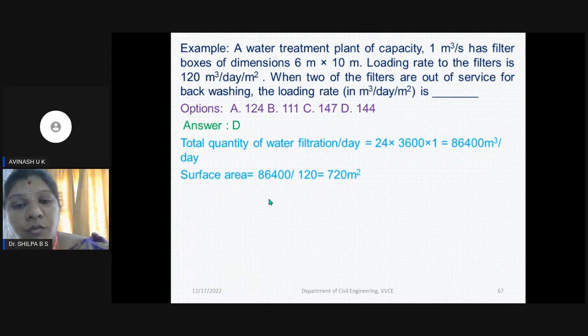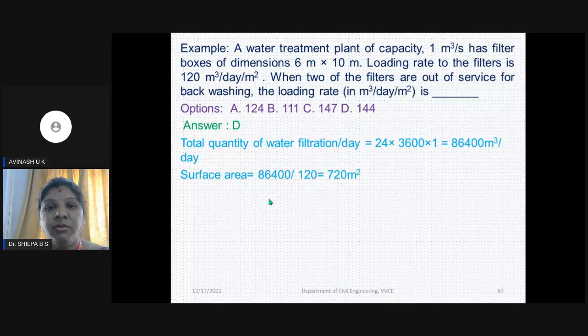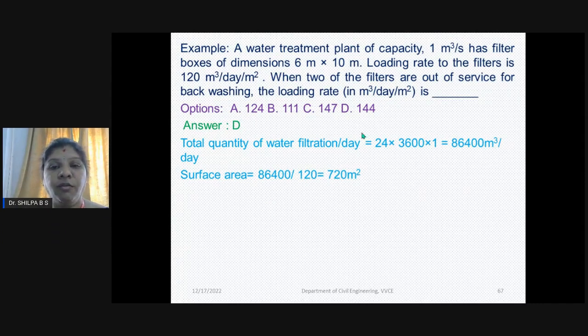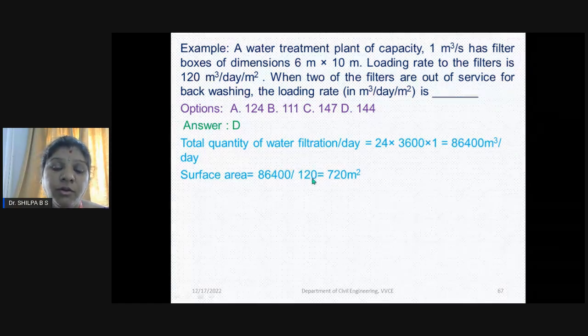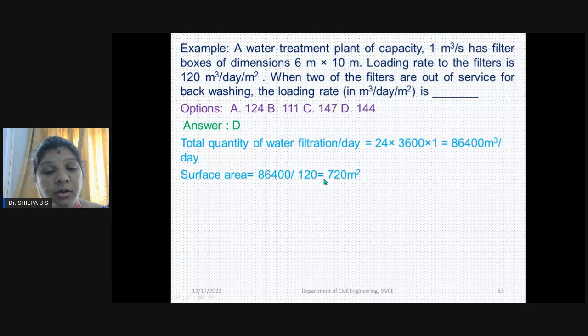The total quantity of water filtered per day we need to calculate here. So 24 into 3600 into 1, as 1 meter cube per second is given. We need to convert that to meter cube per day, so that's why we are multiplying this. So we get 86,400 meter cube per day. The surface area we can calculate based on the surface overflow rate given here. The quantity of water divided by the SOR will give us the surface area of the tank.